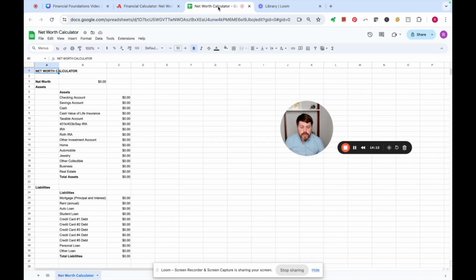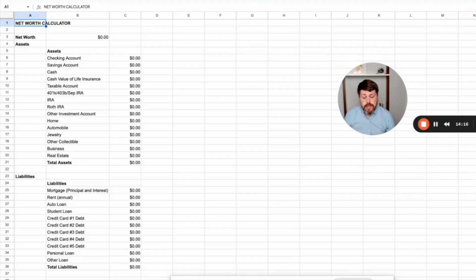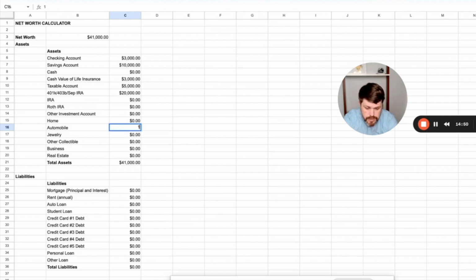I've put together a net worth calculator that you can download in the show notes. Here you can put together your own net worth. Say I have a checking account with $3,000 for the checking, $10,000 in the savings, cash value life insurance, 3,000. Between the 401k and 403b, let's say there's about 20,000, and then we have 5,000 in a taxable account. Both cars would be about 12,000 for the total car value. And then that's about it.